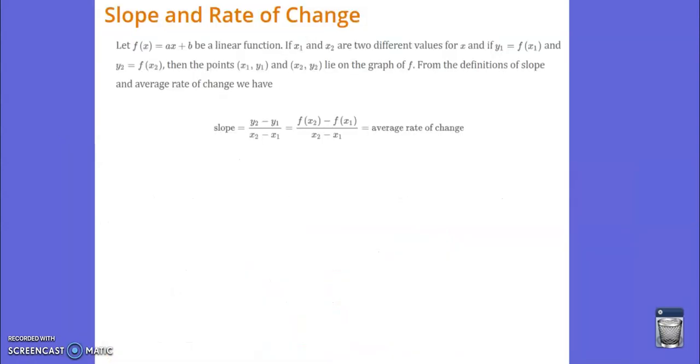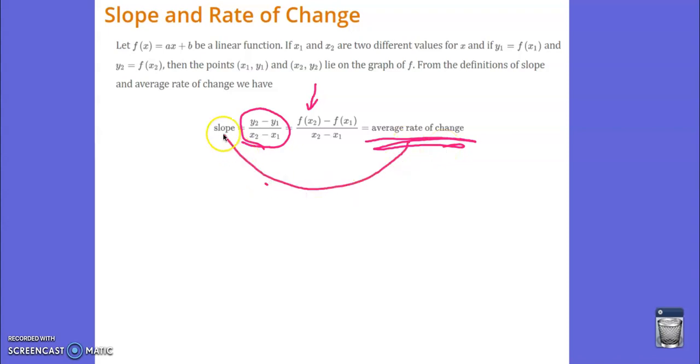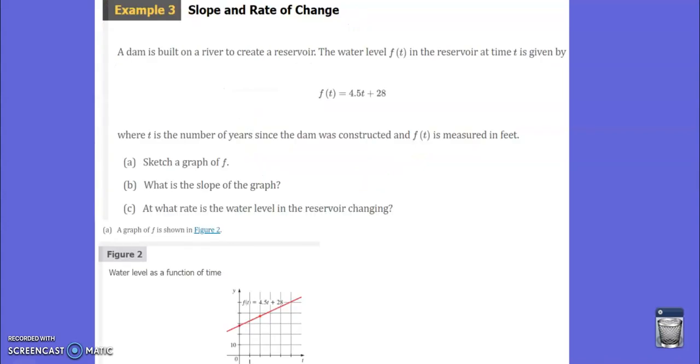All right, so slope and rate of change. We talked about the rate of change and slope in the last section. Again, solving for slope, we're most familiar with y2 minus y1 over x2 minus x1. The correct notation in function form is f of x2 minus f of x1, then divided by x2 minus x1. We also learned that's the same thing as the average rate of change. So slope and average rate of change are the exact same thing.